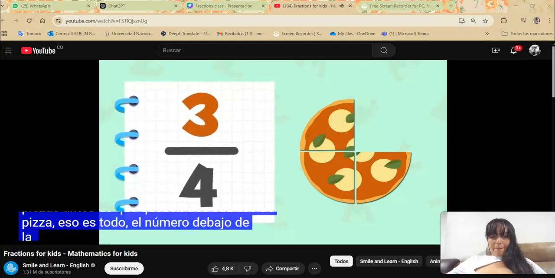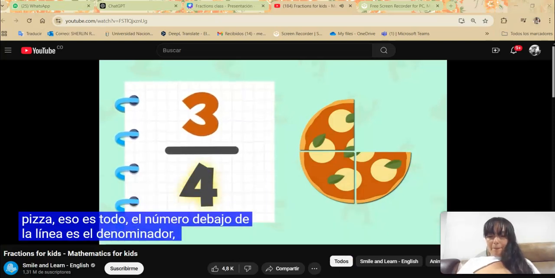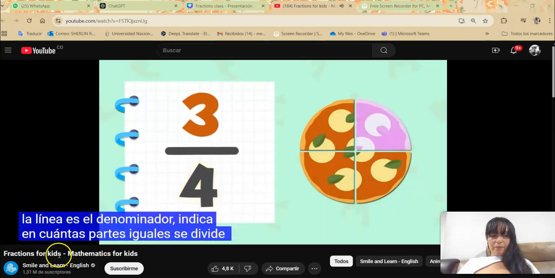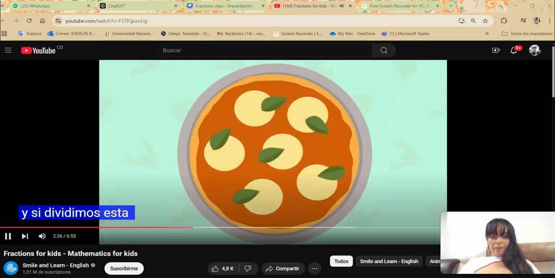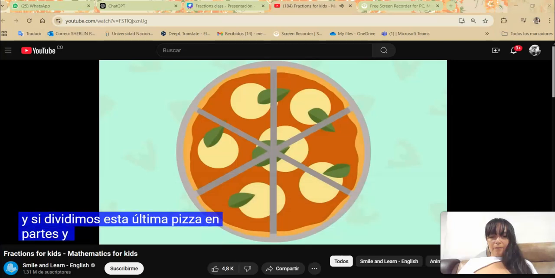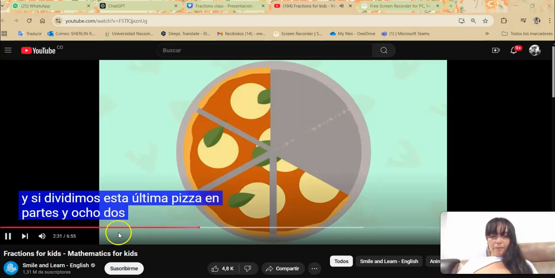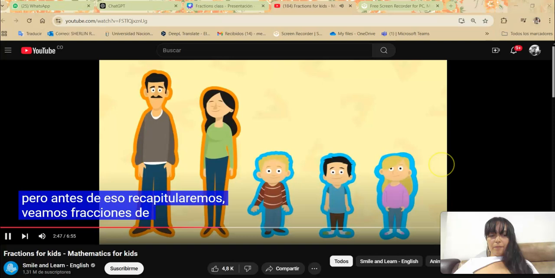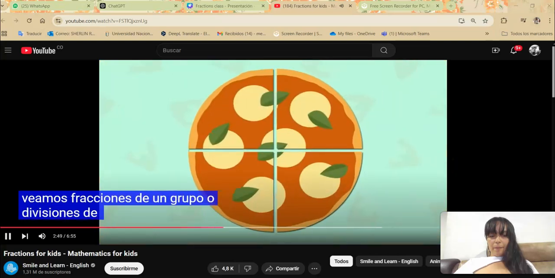The number below the line is the denominator. It indicates into how many equal parts the object is divided. And if we divided this last pizza in 6 parts and ate 2, there would be 4. Let's look at fractions of a group or divisions of objects.